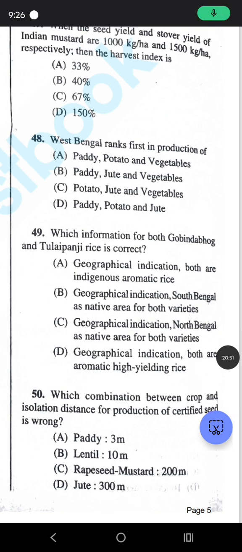Which information for Govindbhog and Tulaipanji rice is correct? Geographical indication, both are indigenous aromatic rice. That is also true. So the correct answer is option number A.